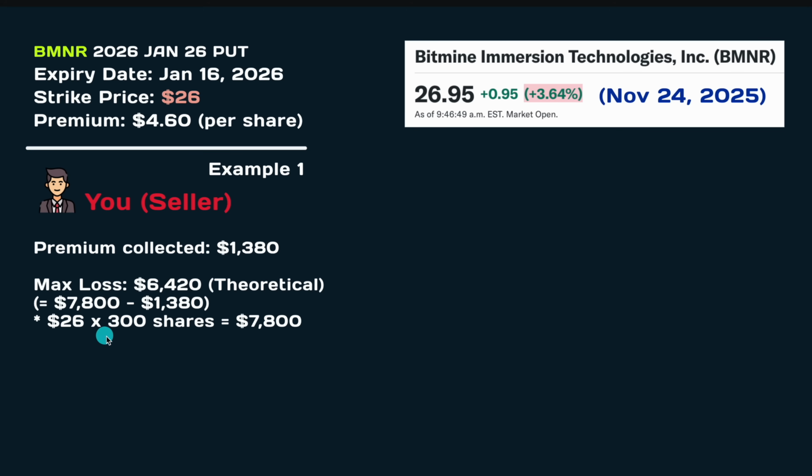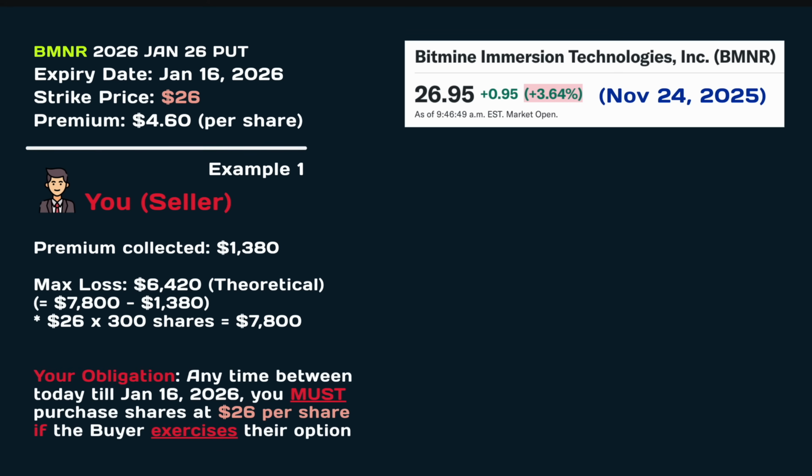In that case, all 300 shares, because you sold 3 options, you're going to take $26, multiply by 300, which will give you a large loss of $7,800. However, because you collected some premium, that premium will offset your loss, so that when you take the $7,800 minus the premium, you get a theoretical loss of $6,420.